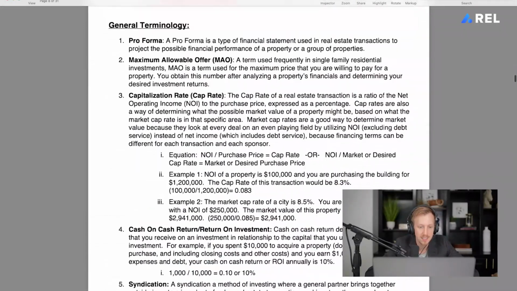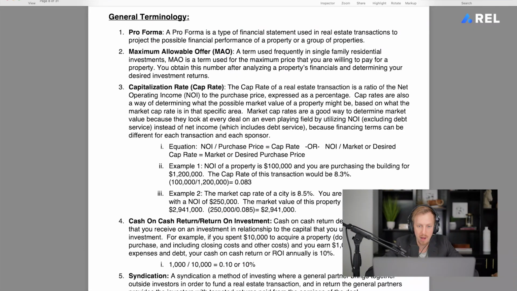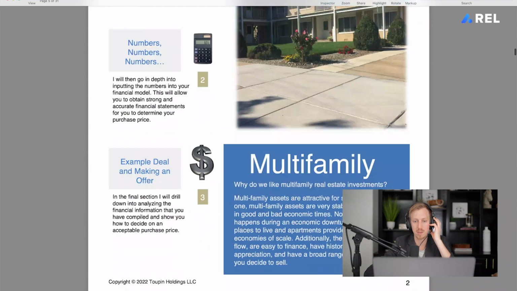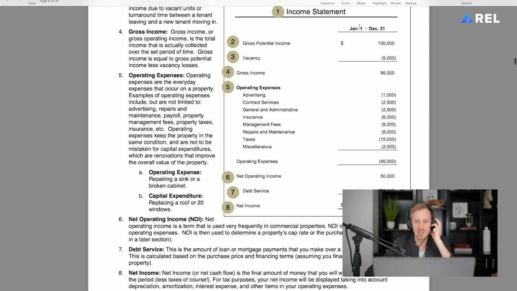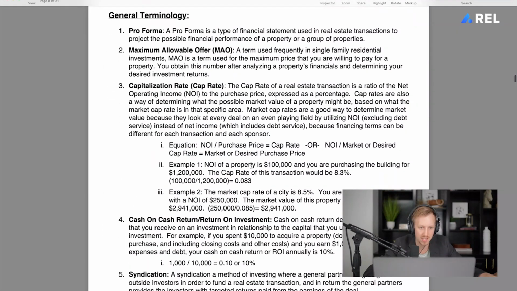Okay. Continuing on. Pro forma. What is a pro forma? A pro forma is a type of financial statement used in real estate transactions to project the possible or potential financial performance of a property or a group of properties. So a pro forma is a projection of what we think our income and expenses will be. We're taking our income statement, which is what actually happened over the last year, and then we're going to make a pro forma, which is what we expect to happen in the next year or years going forward. So pro forma, also known as projections.